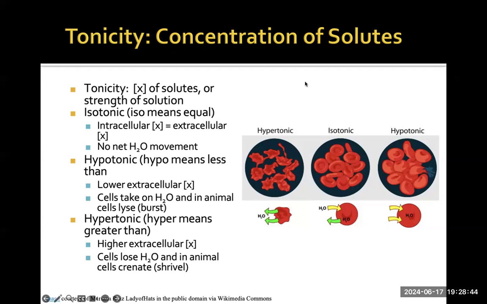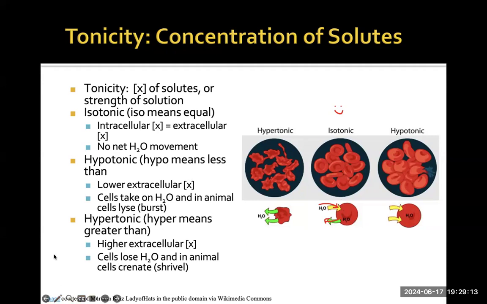So we'll start with the ideal environment. This is called an isotonic environment. This cell is happy. The reason it's happy is it's got an equal amount of water going into the cell as it does going out of the cell. That's a great thing because then you have the ability to keep the concentrations equal, which means that you're going to keep its shape and keep its function. Good, happy face.